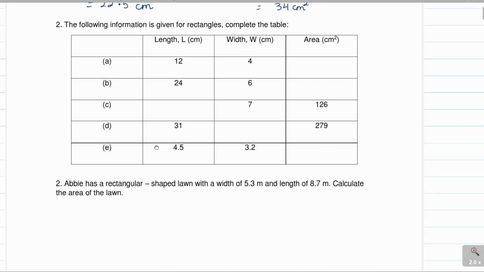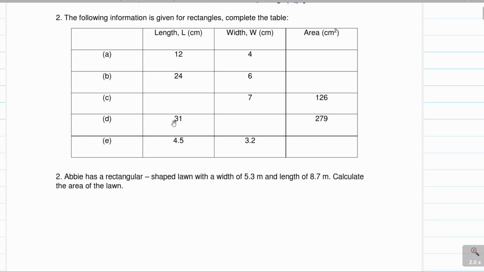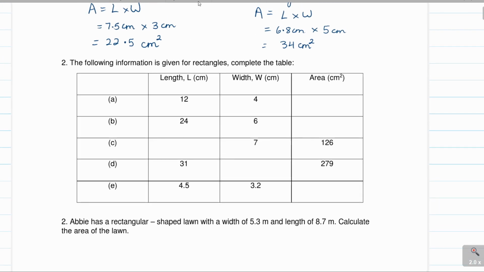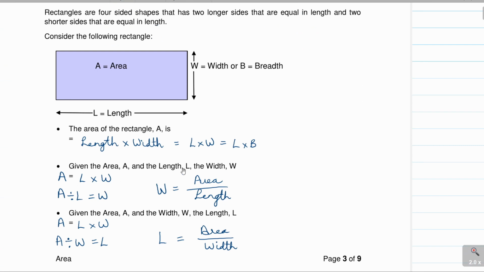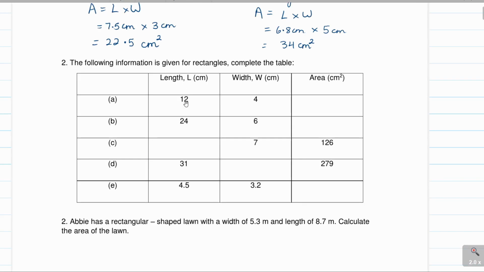Right, so we have a nice table here where we get to use the formulas on the other page, these here, and apply it to find the lengths, the width, and the areas of these things. So pause the video, try this for yourself, and then come back and check the answer.